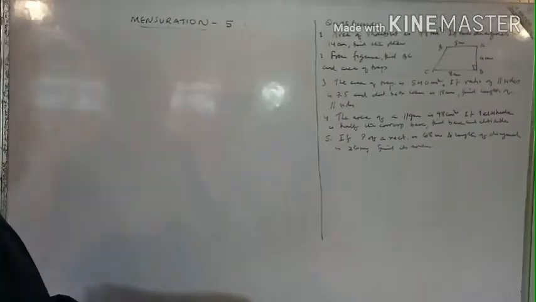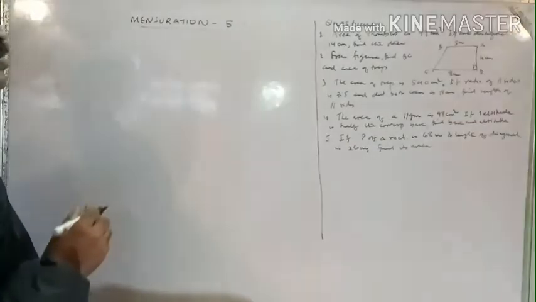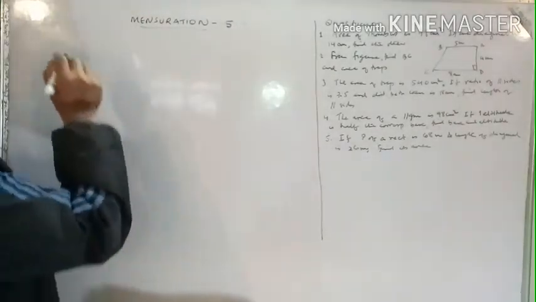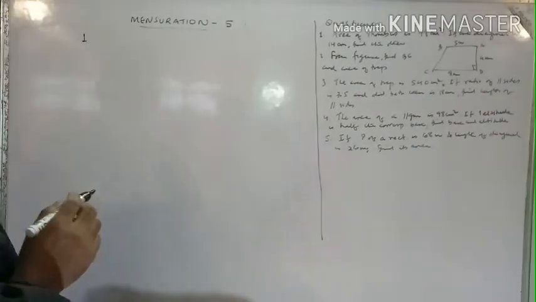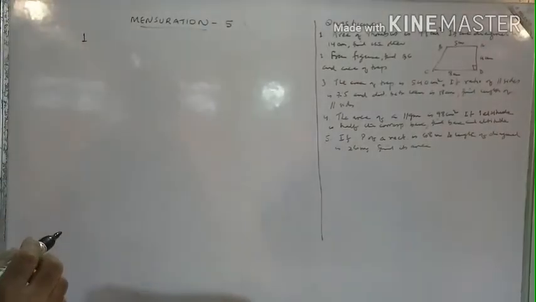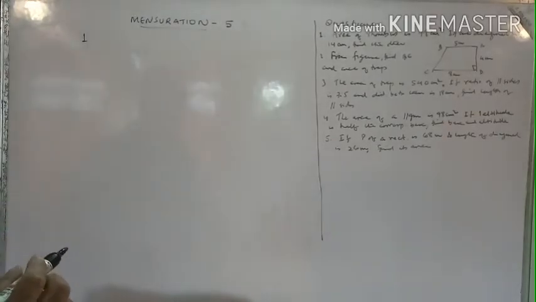Children, so we'll continue with mensuration part 5 today. Let's take some more examples, some more questions. Number 1. The area of a rhombus is 98 centimeter square. If one diagonal is 14 centimeter, find the other.